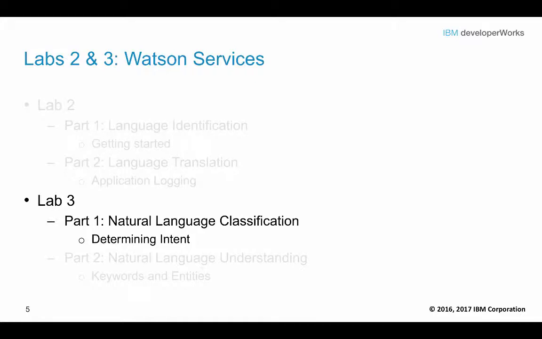This is the Consuming Watson Services in Python on IBM Cloud course. This is Lab 3. In Lab 2, we began looking at Watson services, in particular the Language Identification and Translation Service. This is Lab 3, Part 1, where we will look at the Natural Language Classification Service.